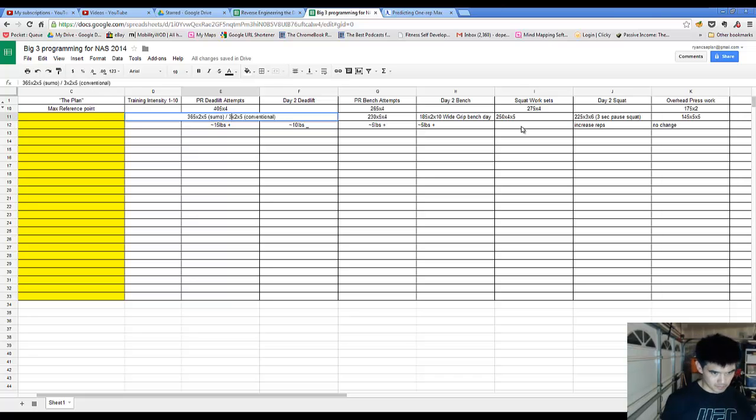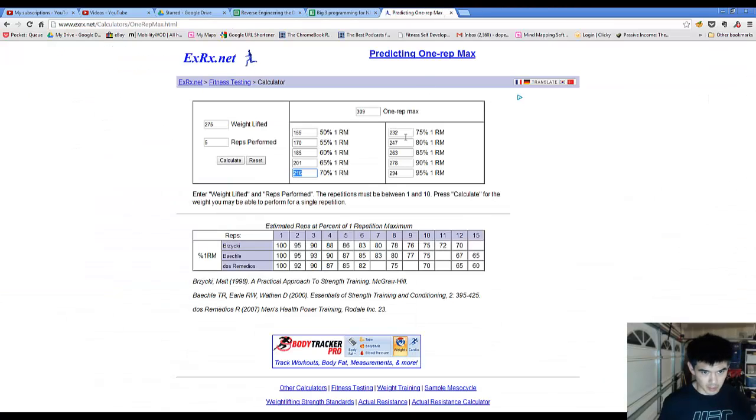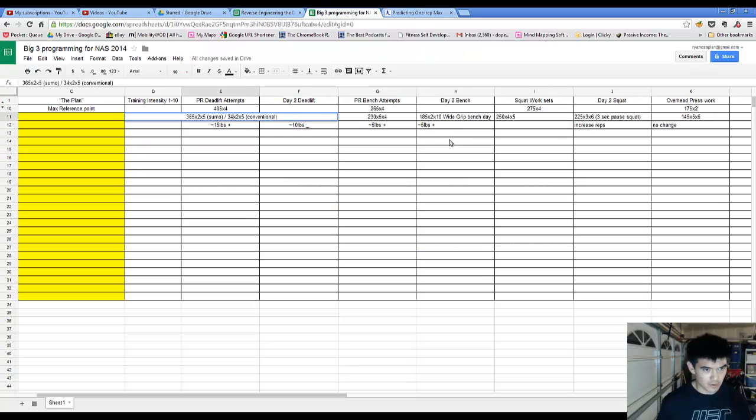Let's take a look at this 1 rep max calculator again. 405 for 4. Let's do 345. 345 conventional for 2 sets of 5. And I should mention that these are all rest pause. Rest pause. No touch and go.